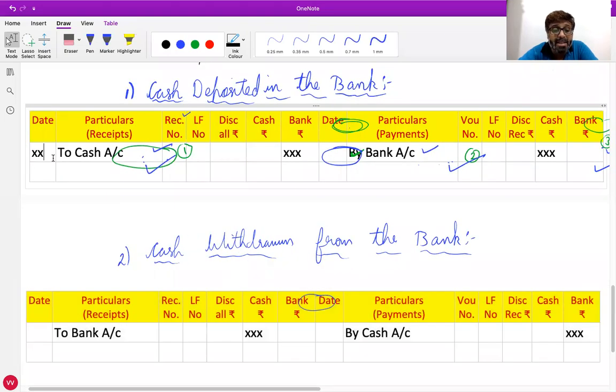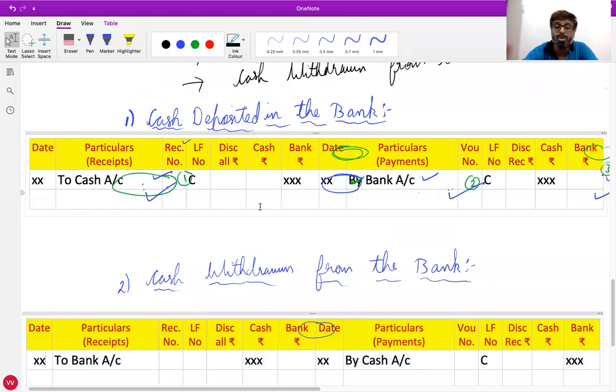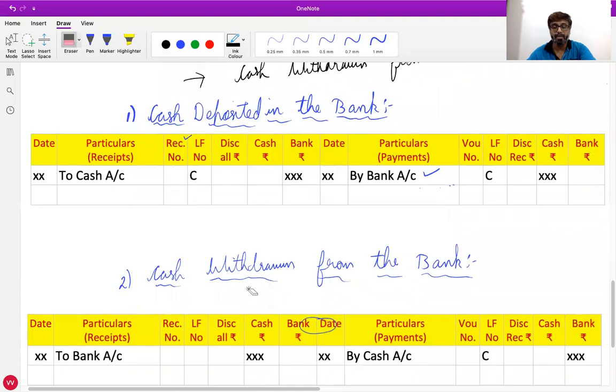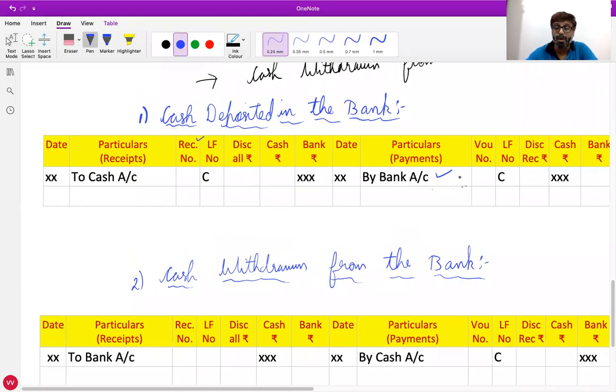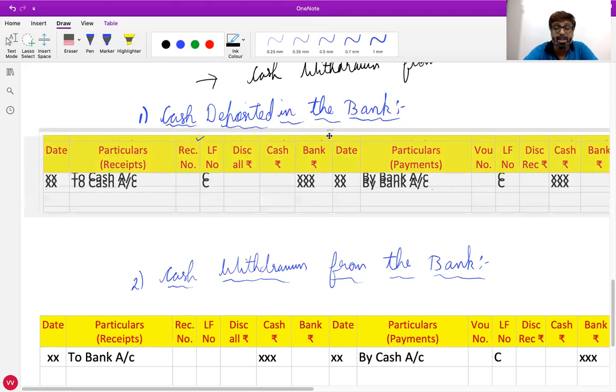In the date column, we will just write the date, and in the LF column, we will write C. Is that clear to everyone? So all of you note this portion in your summary in the notebook. I'm writing the journal entry also for understanding, but we will use the shortcut only whenever we solve the question.